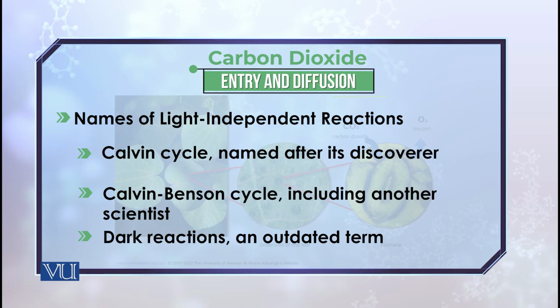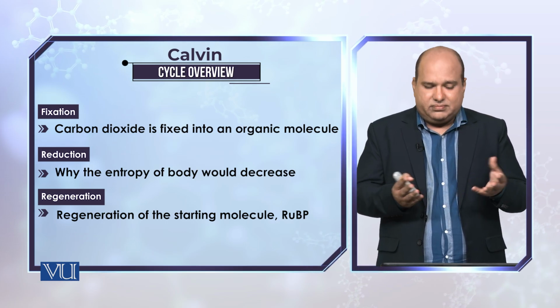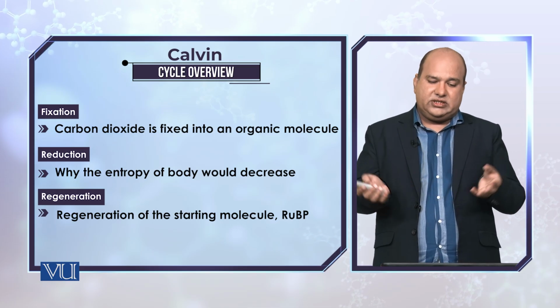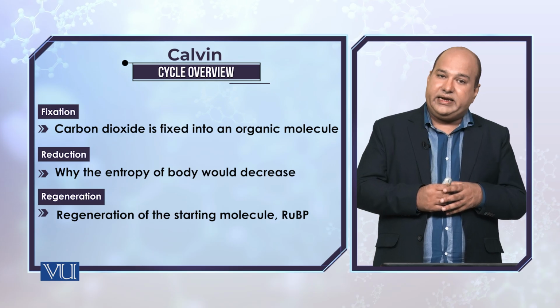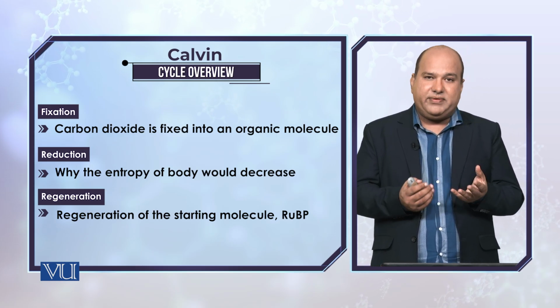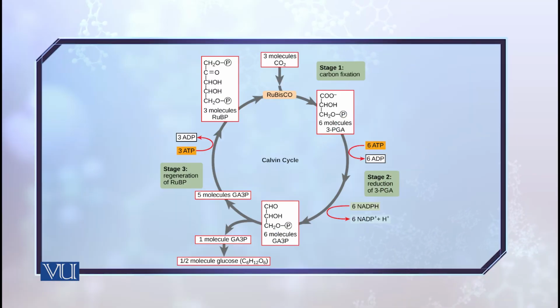Why is it known as a cycle? Because the products you get keep on regenerating and being used, and regenerated and being used, as you saw in the case of other cycles like the Krebs cycle. Overview of the Calvin cycle, or the light independent cycle: first of all, fixation of the carbon dioxide, then the reduction of the carbon dioxide, in which ATP and NADPH are used, and then the regeneration of a very important molecule, ribulose bisphosphate. So let's see this in more detail now.